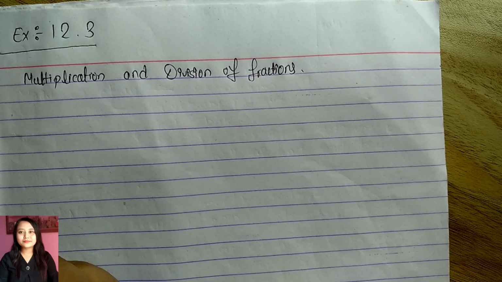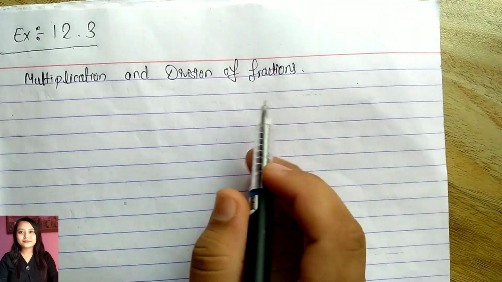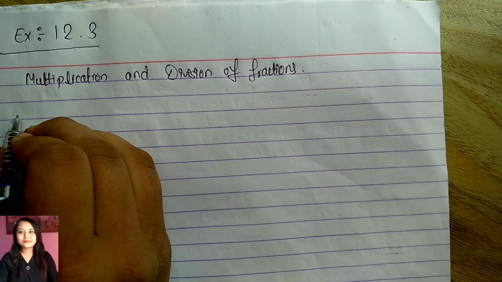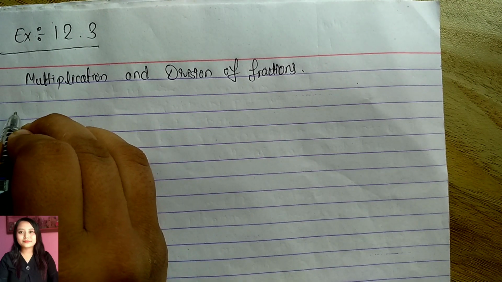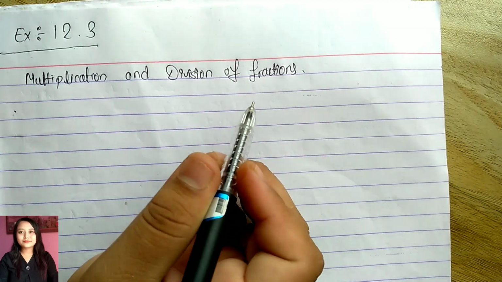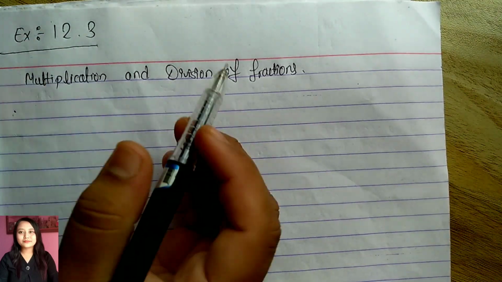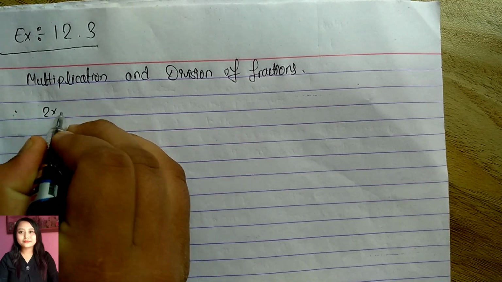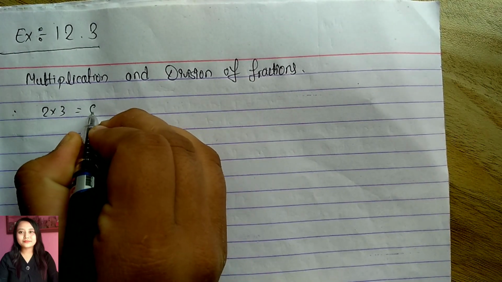Dear students, welcome to today's math class. Today we'll be starting exercise 12.3, which is about the multiplication and the division of fractions. We know the fractions given in the question, and we have to do the multiplication and division of the fractions. We know normal multiplication, like 2 into 3, we know how to do it, right? 2 times 3 is equal to 6.